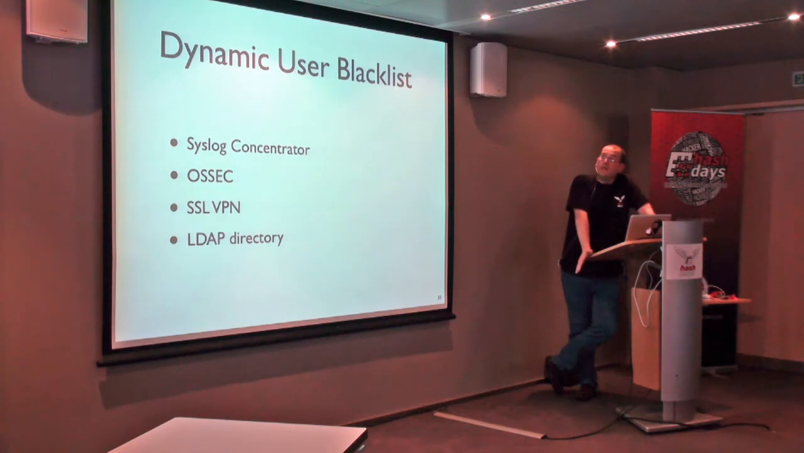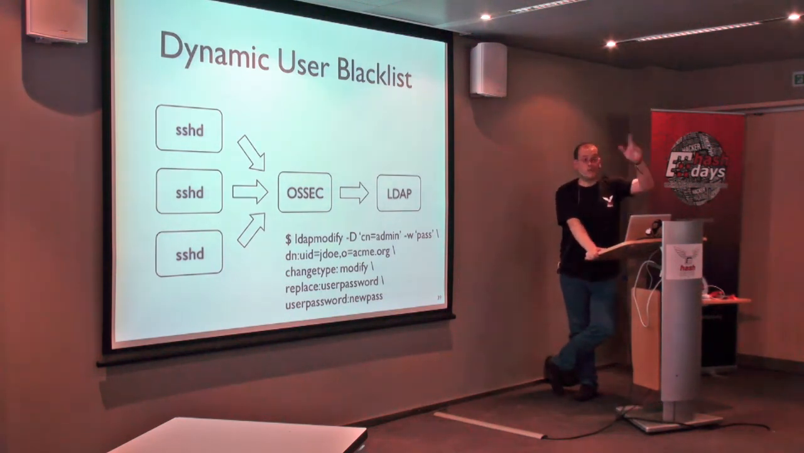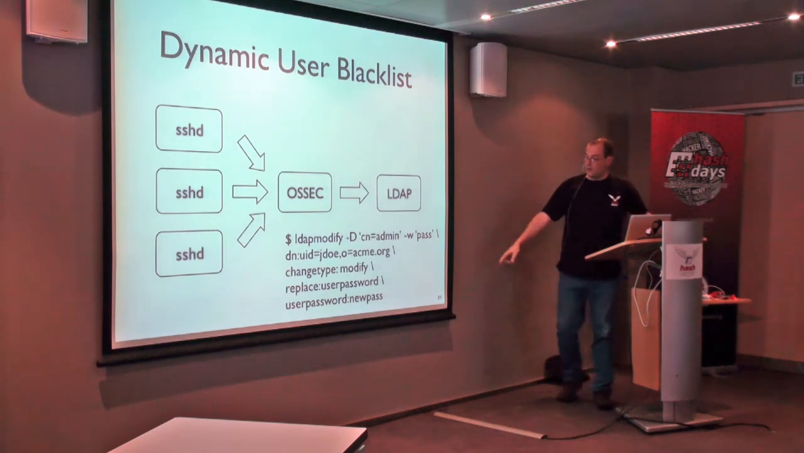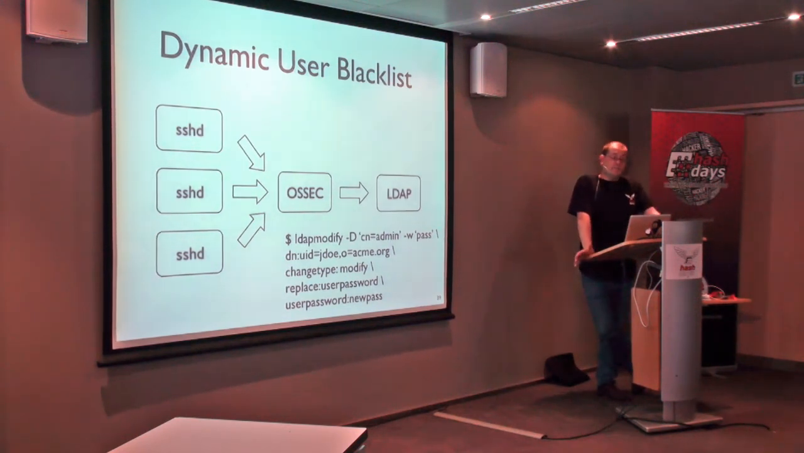Dynamic user blacklist is the same, but for users. We have a syslog concentrator, we use OSSEC, and we can also use SSL VPN to detect bad user behavior. We assume that the users are stored in an LDAP directory or Active Directory, and the goal is almost the same. We receive information via the SSH daemon from multiple servers: access denied for user John, user Andre, and so on. It's processed by OSSEC, and OSSEC, based on a script, can also block or change the user in Active Directory. So the user is kicked off immediately. Bad for the user, but you have time to investigate, and you know that at least the user is temporarily blocked and will not be able to carry out more malicious activities.